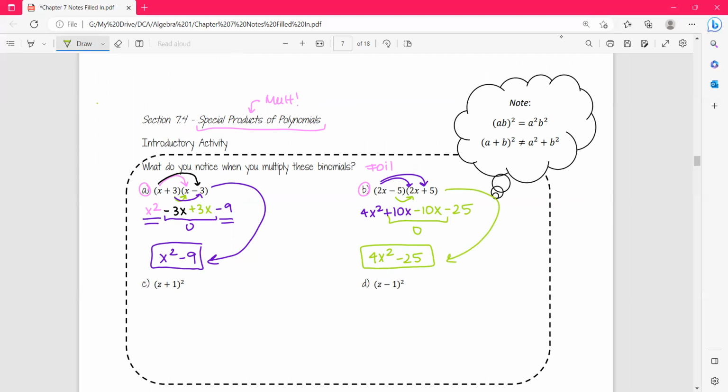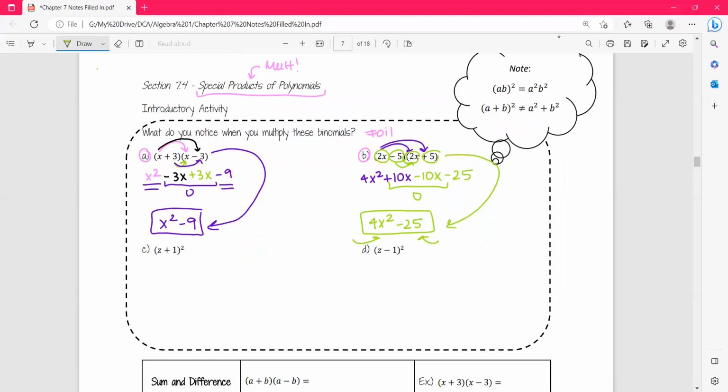Notice it just is that 3 getting squared to give me 9, and the x getting squared to give me x squared. Same thing here. The two x's are the same. 2x times 2x gives me 4x squared. And then the 5's are the same. 5 squared gives me 25. So there's some patterns that come up there.